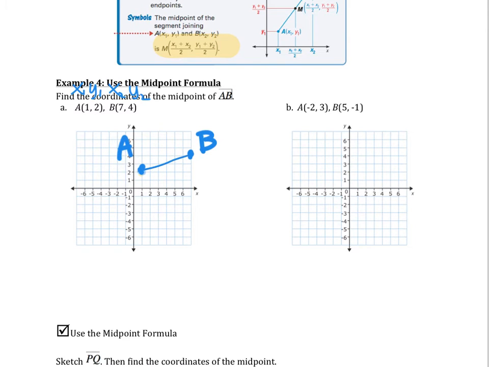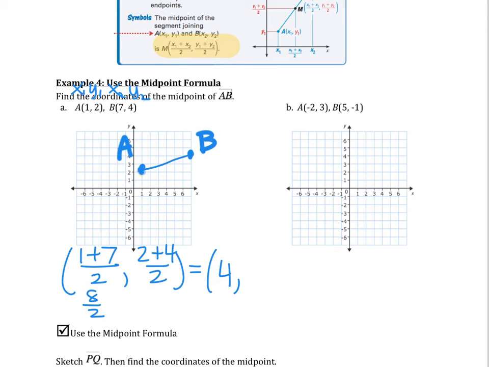So I want to draw this segment. And substituting it in, I'm going to add the two x's together, divided by 2, and add the two y's together, divided by 2. So 7 plus 1 is 8, divided by 2 is 4. And 4 plus 2 is 6, divided by 2 is 3. Plotting that point, 4, 3, that would be your M.